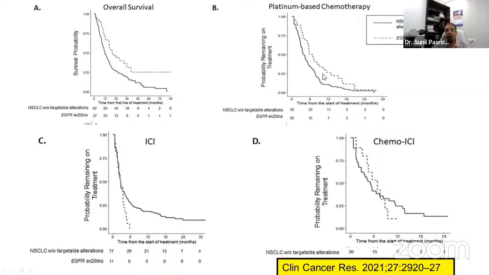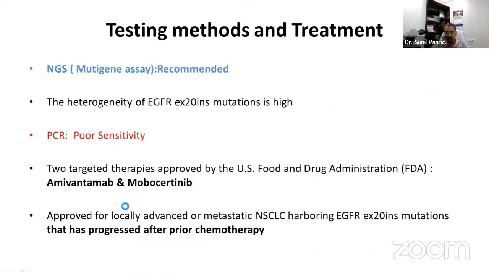And graph B is showing the time to discontinuation of the treatment to the chemotherapy. So for those patients in which no targetable alterations were identified, the solid line, the time to discontinuation of the treatment was shorter as compared to the exon 20 insertion mutation. Whereas when the patients were subjected to immunotherapy, the immune checkpoint inhibitor, you can see that the time to discontinuation was very short and steep for the exon 20 insertion mutations.